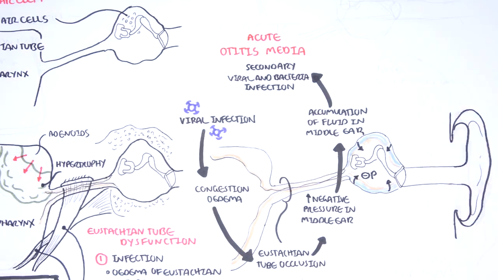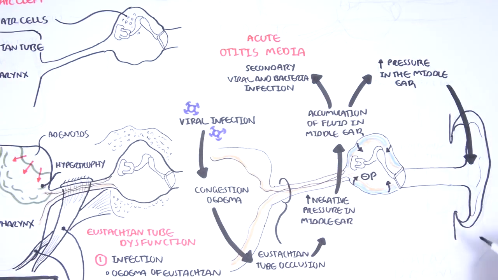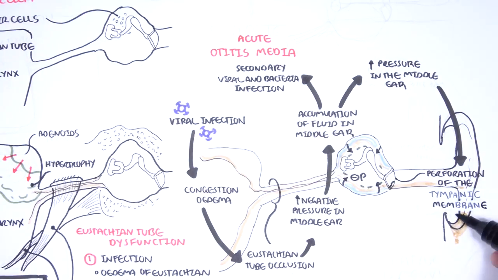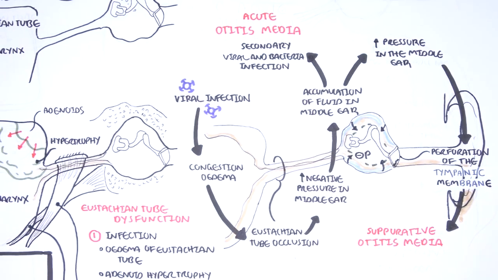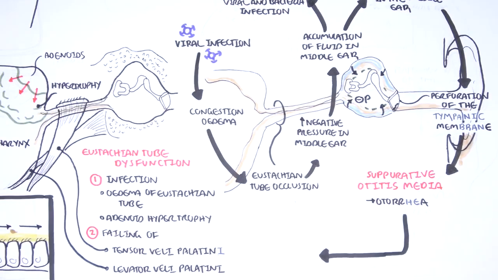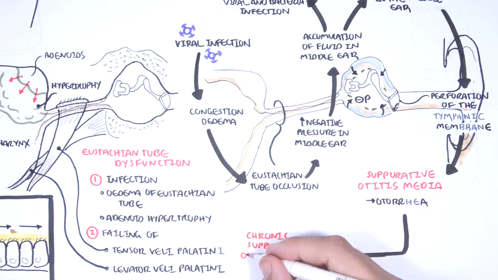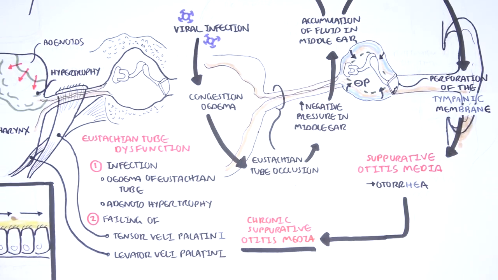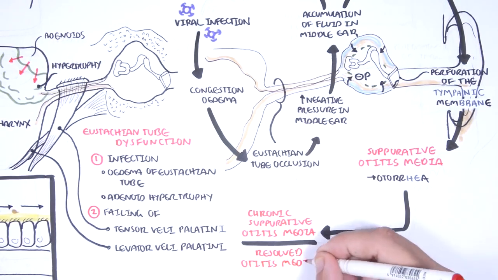If the pressure becomes too great in the middle ear because of fluid building up, the tympanic membrane can perforate. This is called suppurative otitis media. Suppurative otitis media is characterized by ear discharge, termed otorrhea. Suppurative otitis media can become chronic, and thus is termed chronic suppurative otitis media. Sometimes it resolves, and the perforated membrane heals and returns to a new baseline.